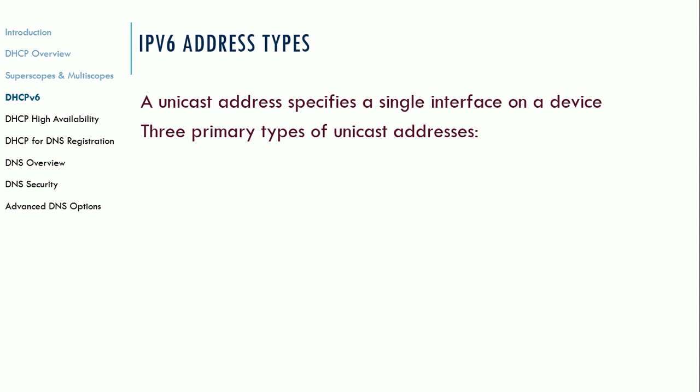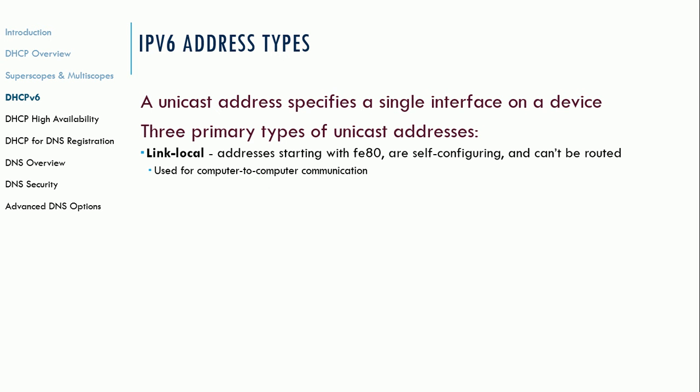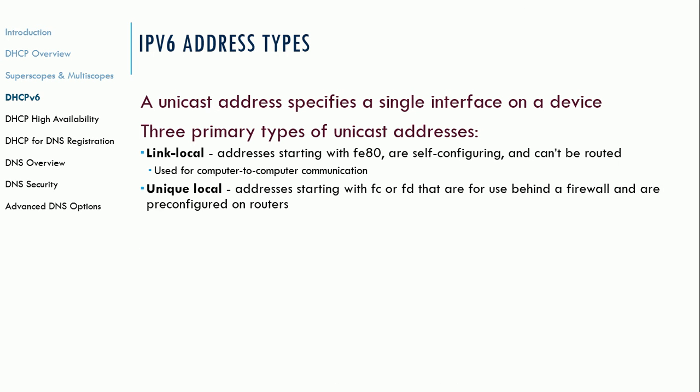All right, so basically a unicast address specifies a single interface on a device. A unicast address in IPv6 is basically that node's IP address, and there are three types. You have a link local, a unique local, and global. Link local is basically a unique IP address that's known to be unique within that network, and it's for computer-to-computer communication, so it's not routable.